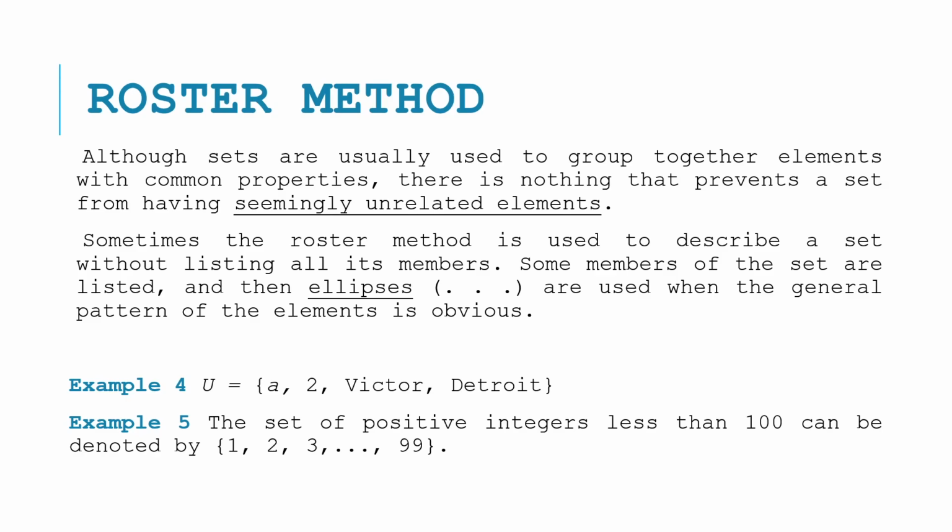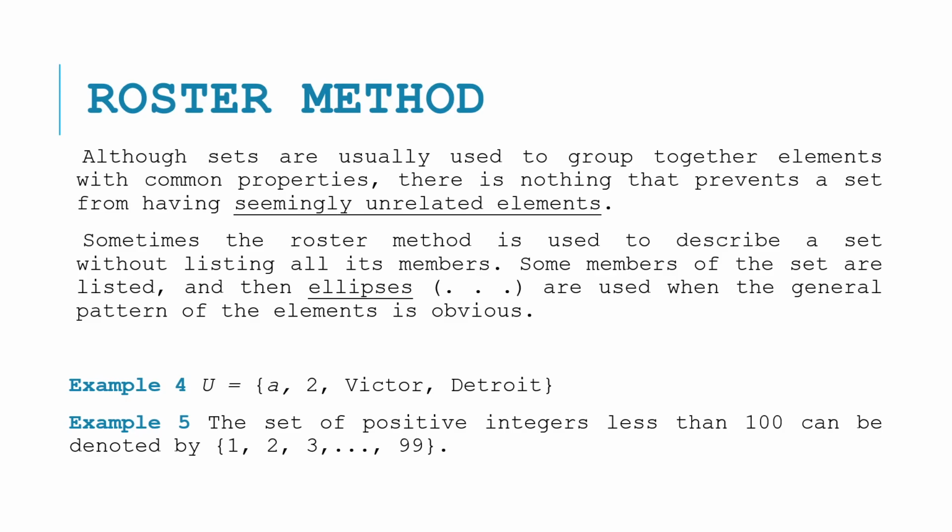Example number 5 would be an example for the second paragraph. If we know the general pattern of the elements inside the set, we do not need to list all the elements of the set, and we could just use ellipses to represent this. The set of positive integers less than 100 can be denoted by {1, 2, 3, ..., 99}.